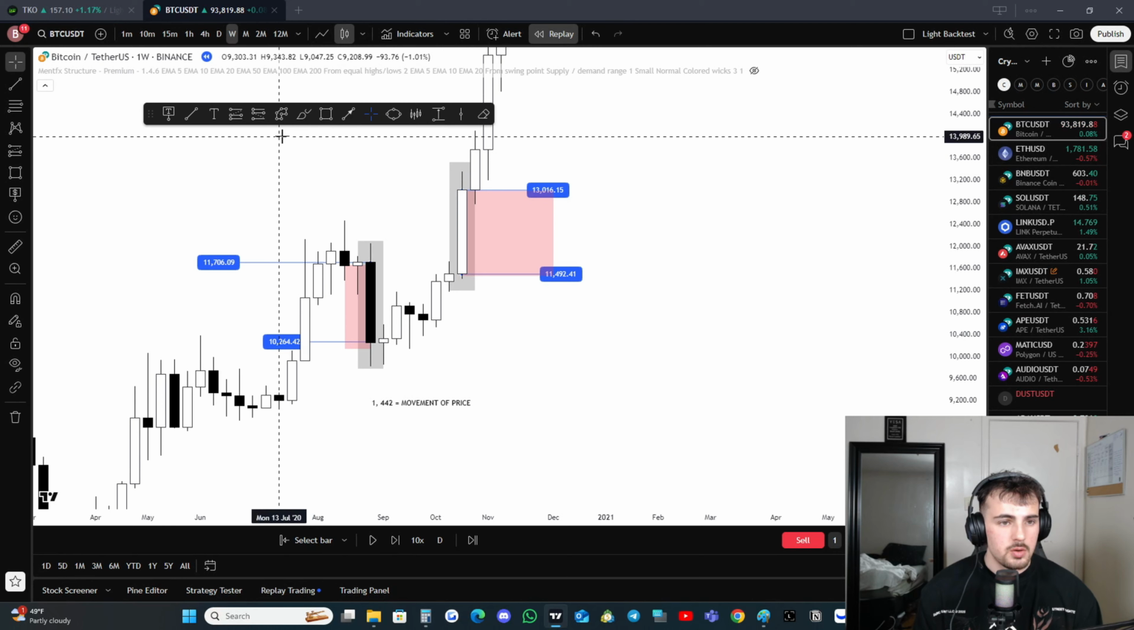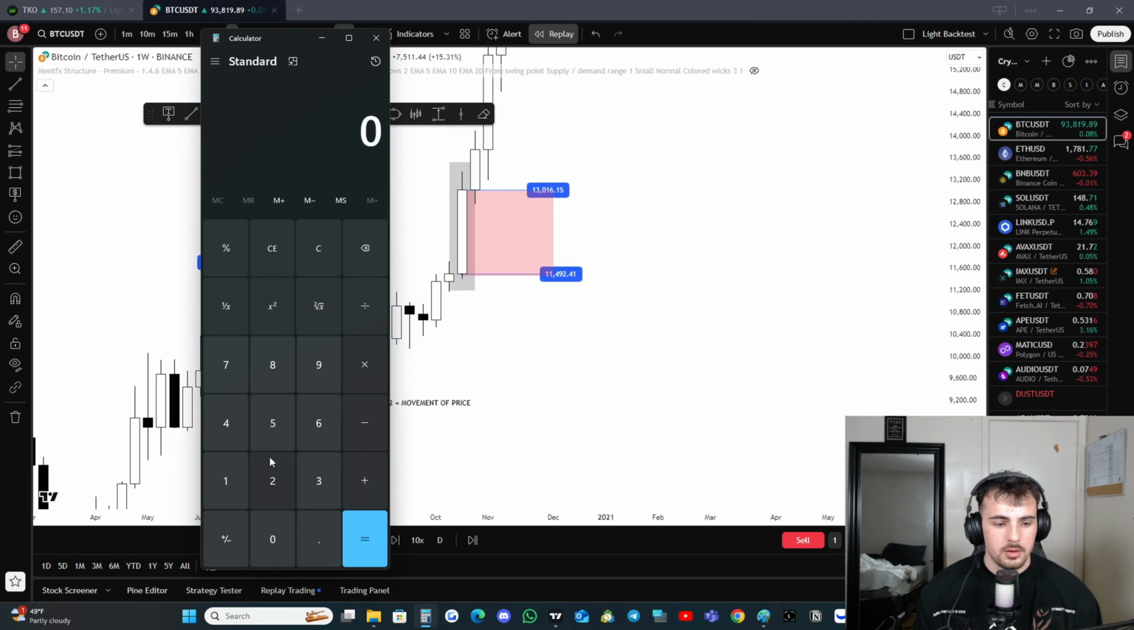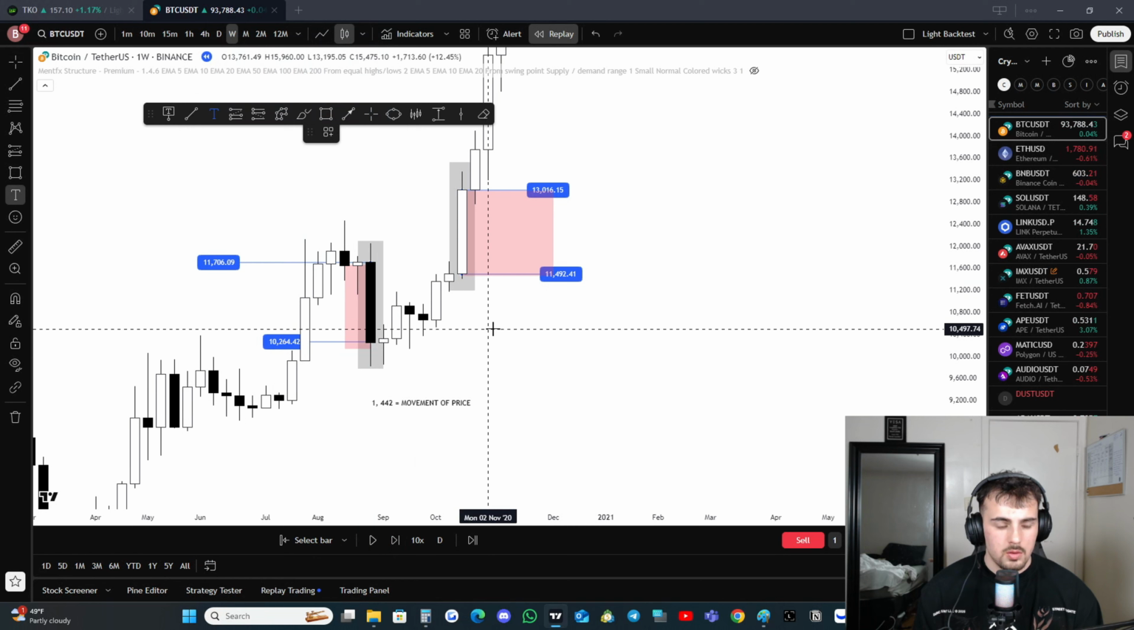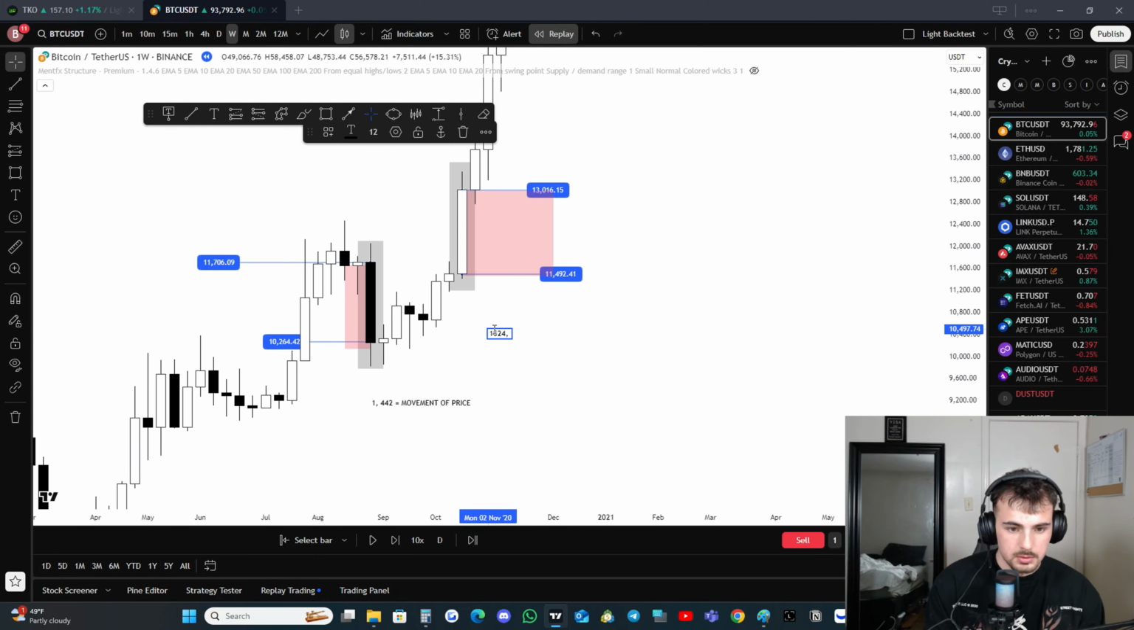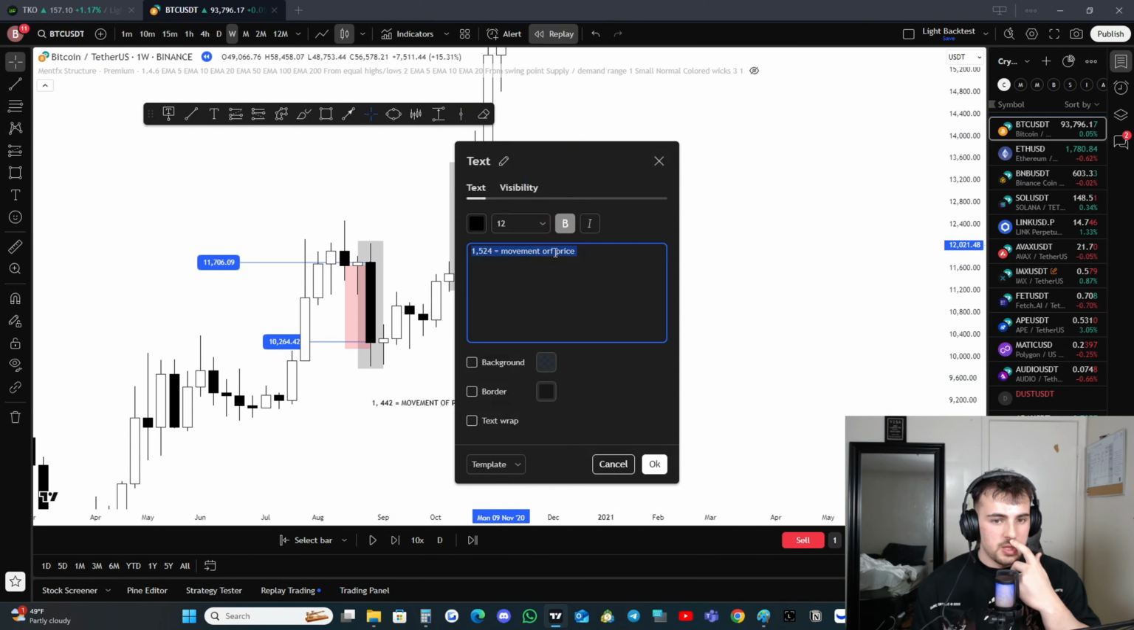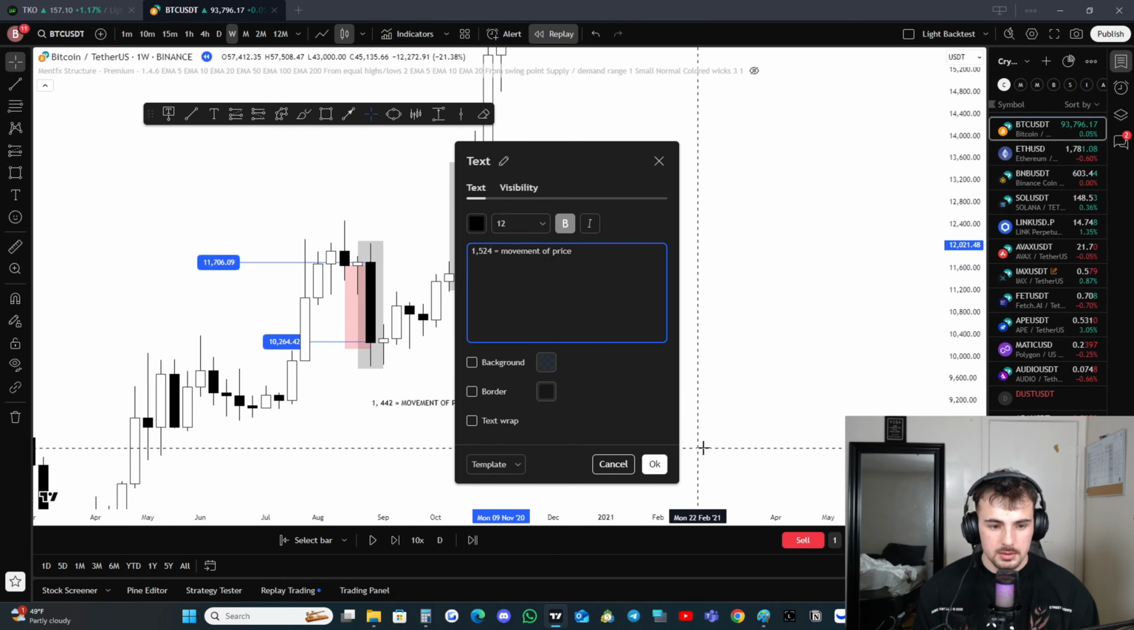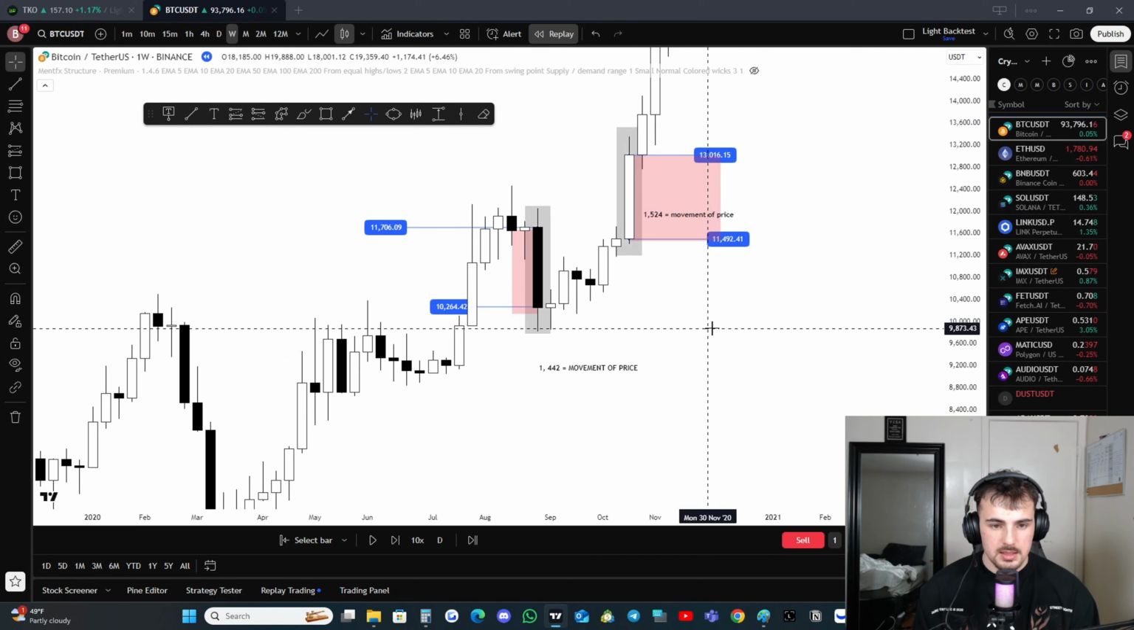Okay, so we're going to take our calculator, 13,016 minus 11,492, 1,524. Okay, so 1,524 is the movement of price of this bullish candle.